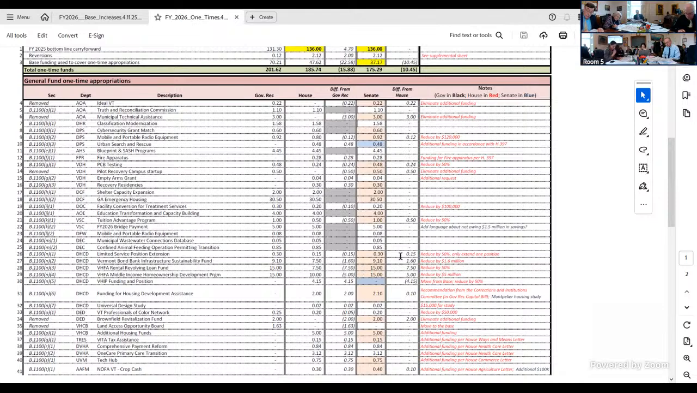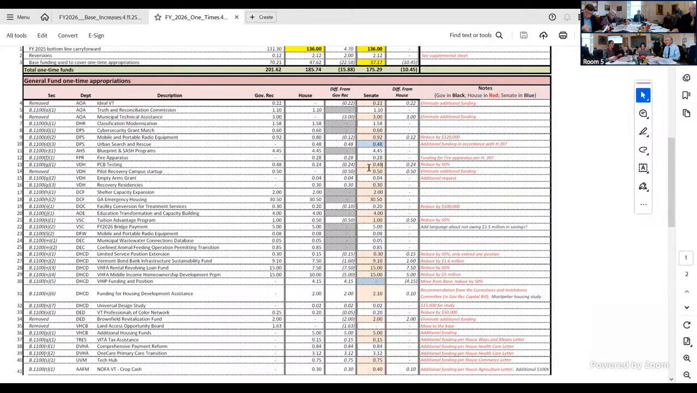Is the PCB not on here? It's on the other side of that sheet, at the very bottom. There's a transfer to the environmental contingency fund, 79. That's the money for the remediation. We're restoring it back to the governor's recommendation.